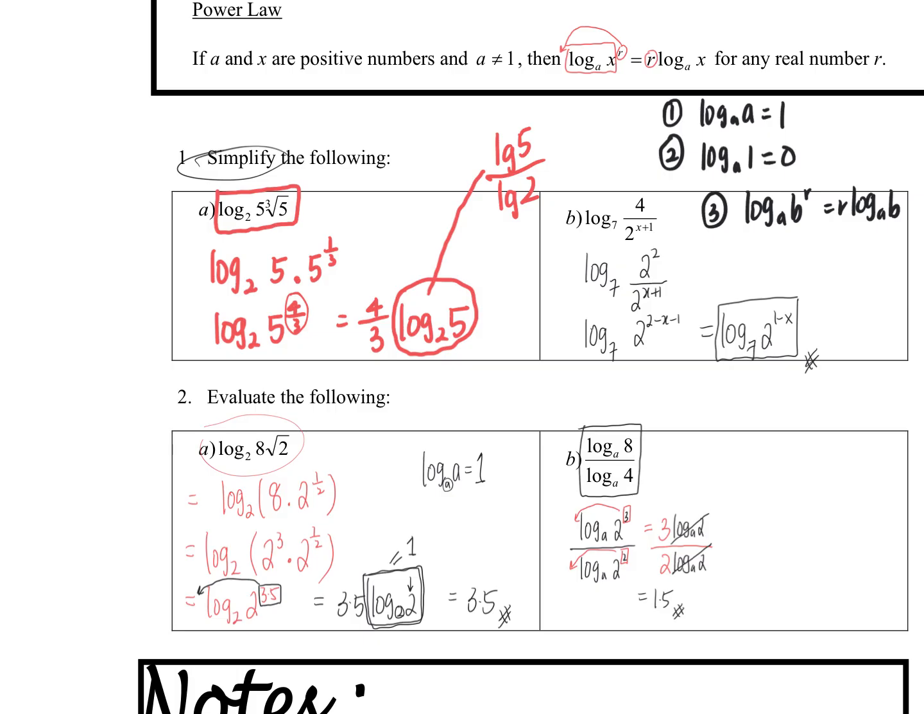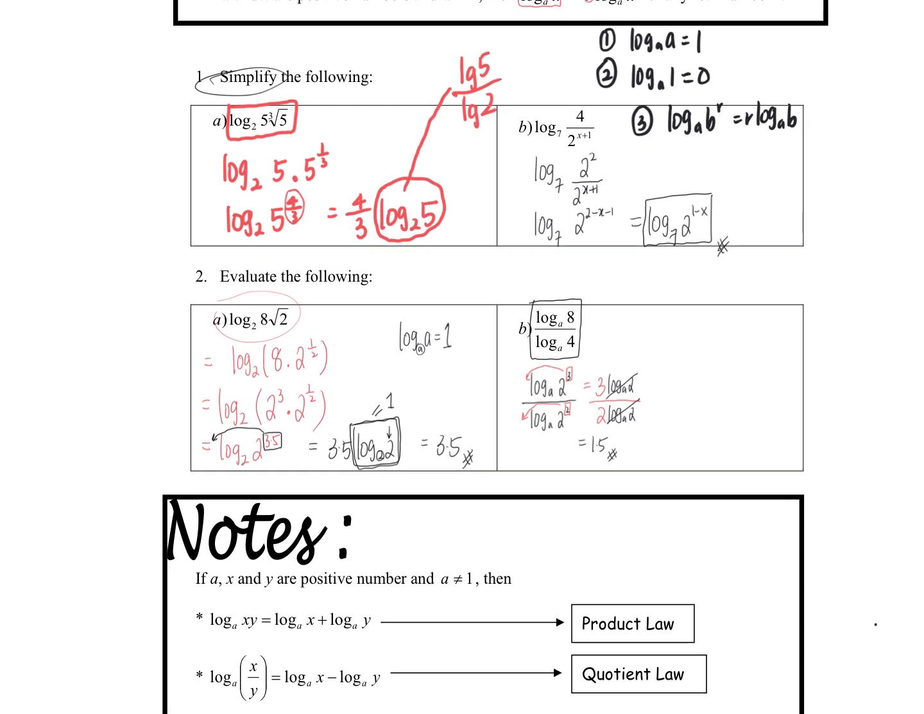For B, do we need to bring the what? If you want, you can. But if you don't want, you can leave it like that. Decimal or fraction, yes, can. Teacher, have we covered how to change bases? I haven't. Change base is next.